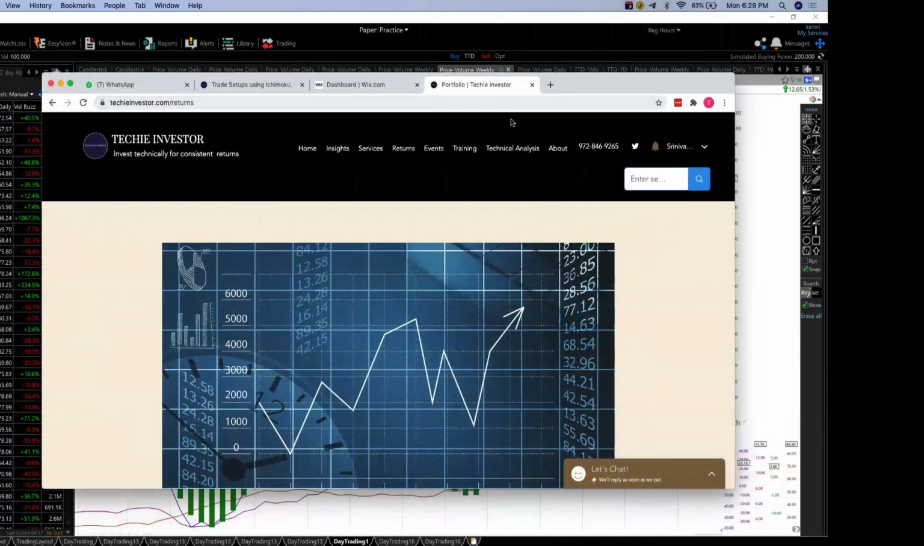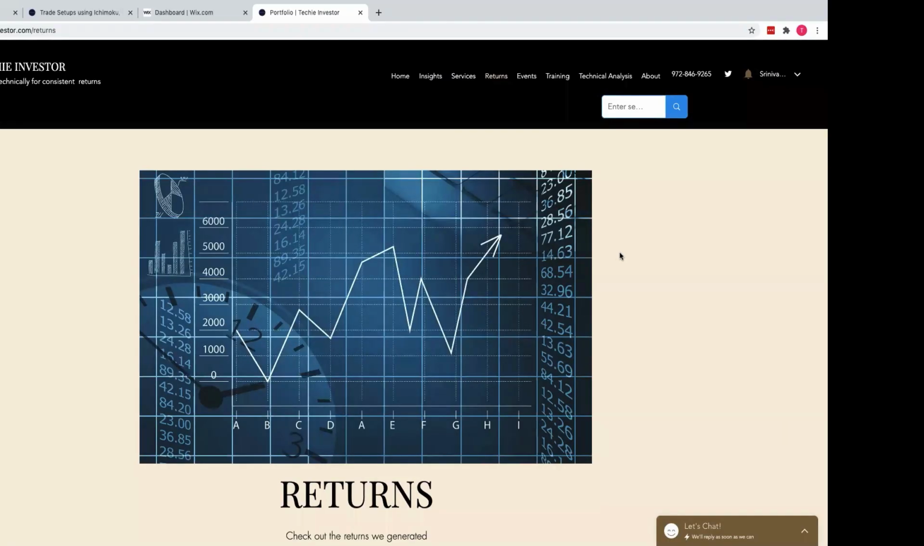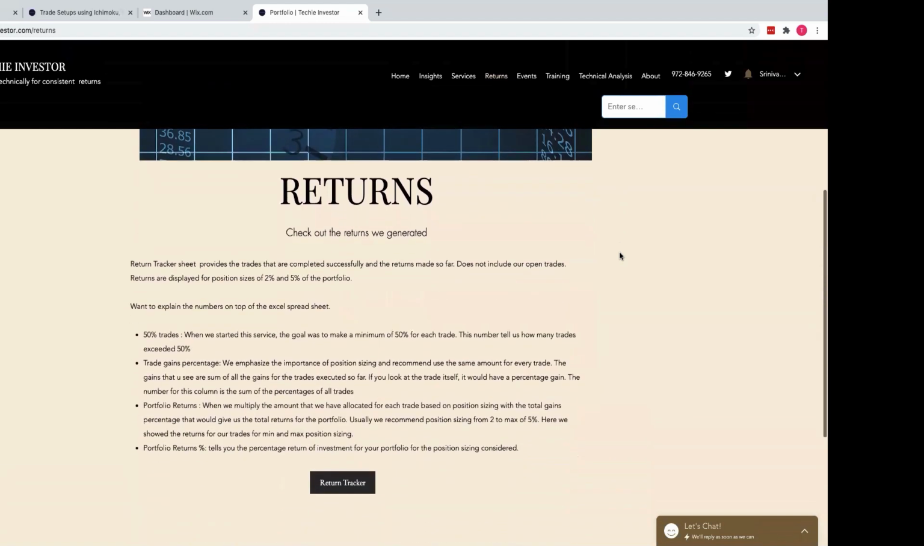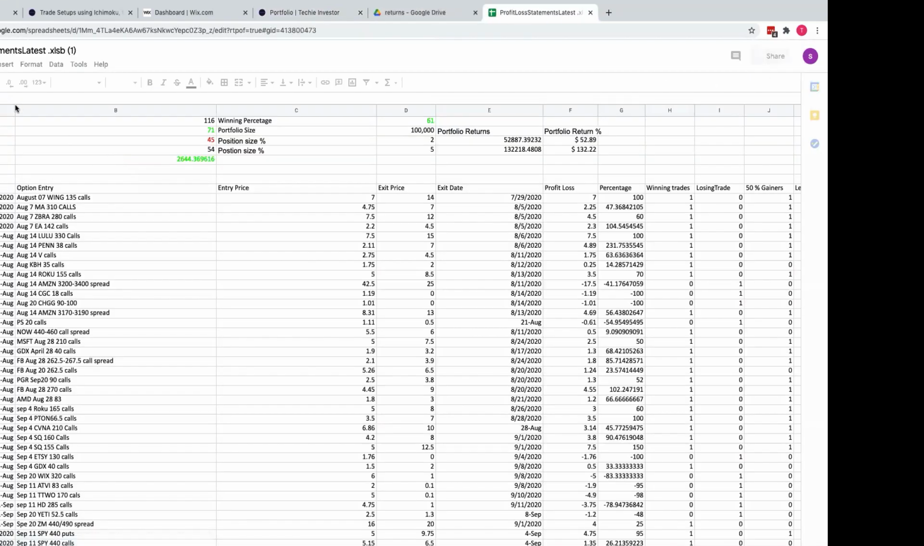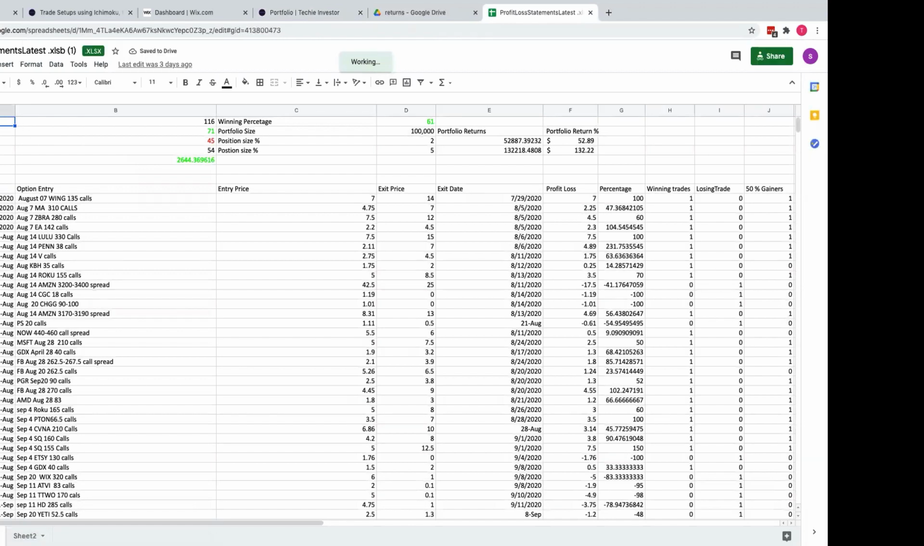This is our return tracker for our services. We maintain it as live as possible, and we show what we do with the trades that we take. We have been tracking this from 7/28, when we started. We had a total of 116 trades. Of those, our winning trades have been 71. And by losing trades, we lose some of them 30%, some of them 100%. By the way, most of them are option trades, though not all of them.